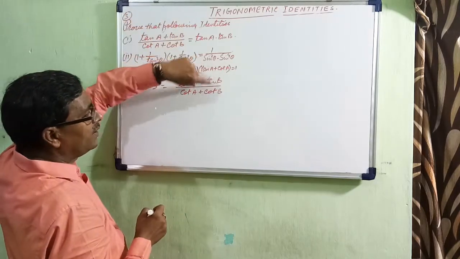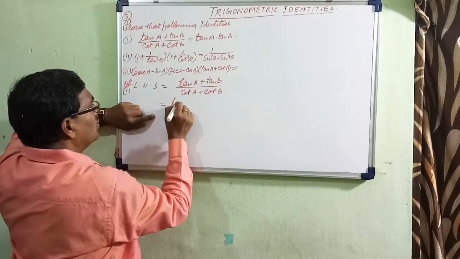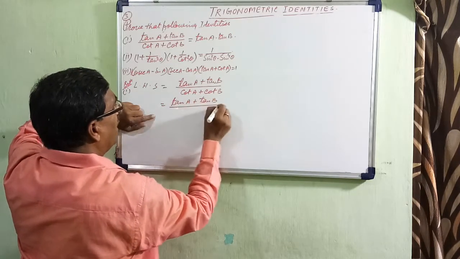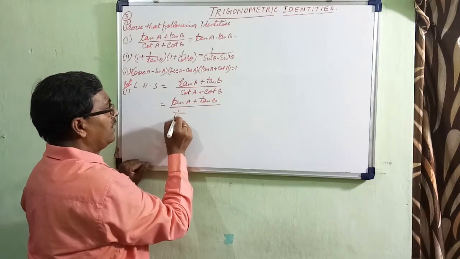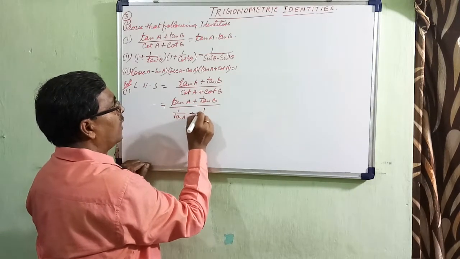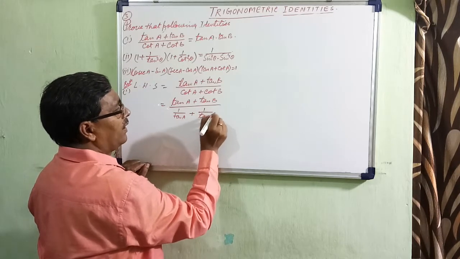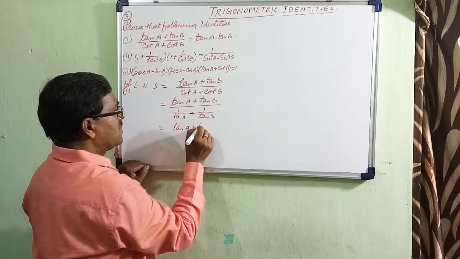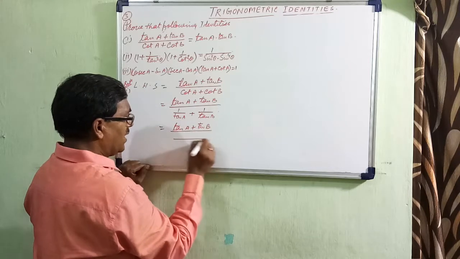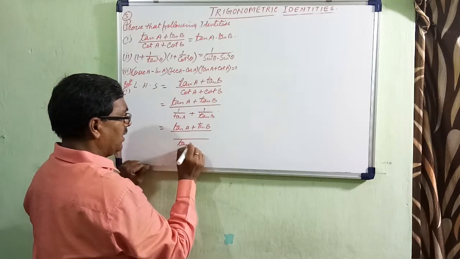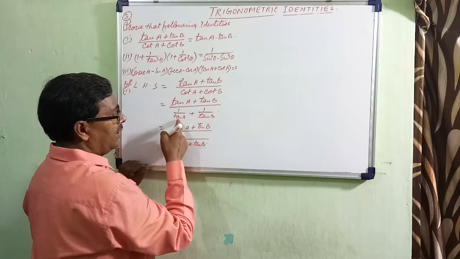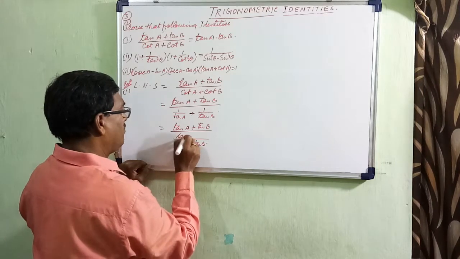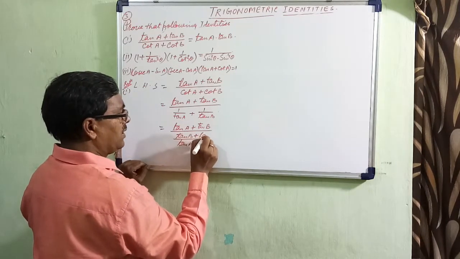The numerator is already in tan. This one you convert into cot. And how can you? Tan A plus tan B divided by cot is equal to 1 by tan A plus 1 by tan B, and therefore it can be written as tan A plus tan B divided by, what is the LCM? Tan A into tan B. Tan A divides tan A, tan B left, is it or not? So tan B plus, here will be tan A.